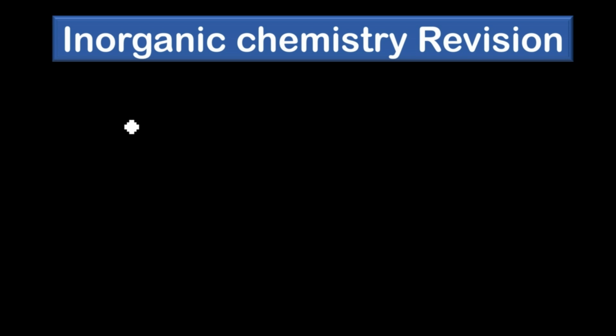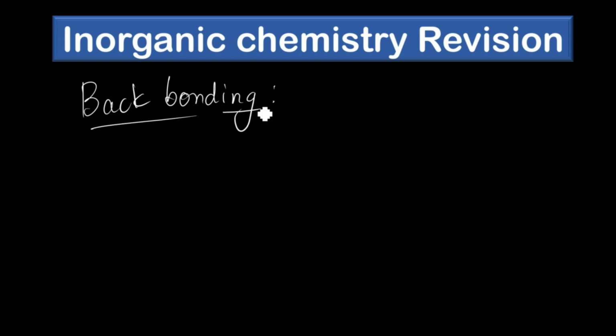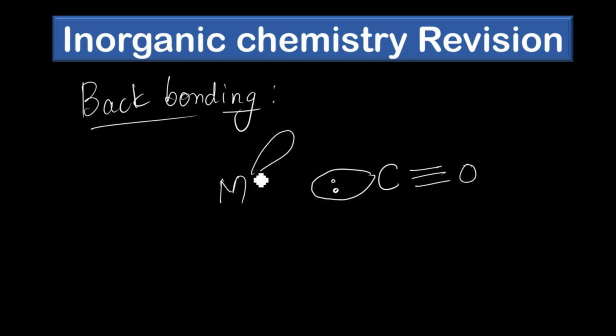Then an important concept is back bonding. The question can be asked about the nature of back bonding and what is the effect of back bonding. So back bonding is nothing but a return gift. Let's say a carbonyl ligand is there, which will be donating electrons to the metal, isn't it? And then the metal orbital is donating back, accepting the carbonyl donation.